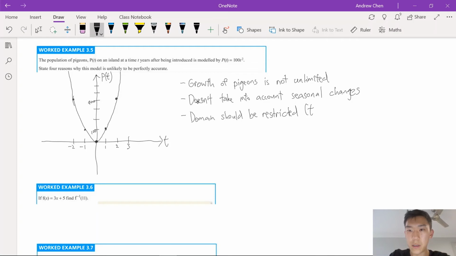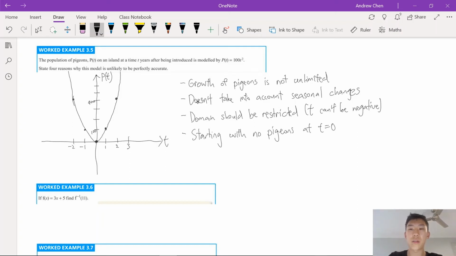Restricted, so t can't be negative. And one other point that's maybe not so obvious, but when you think about it, it's actually right in front of you, is the fact that we're starting with no pigeons at t equals 0.